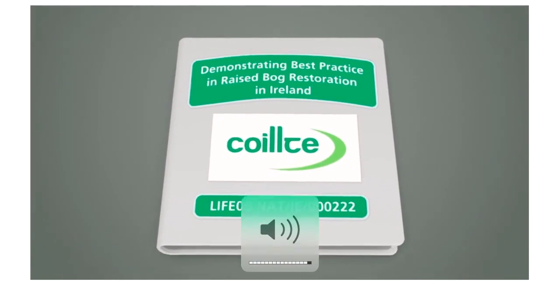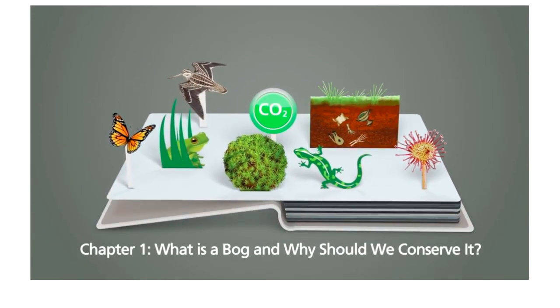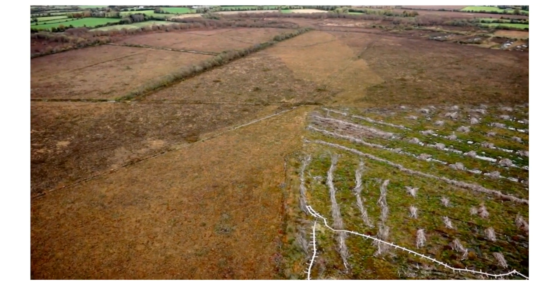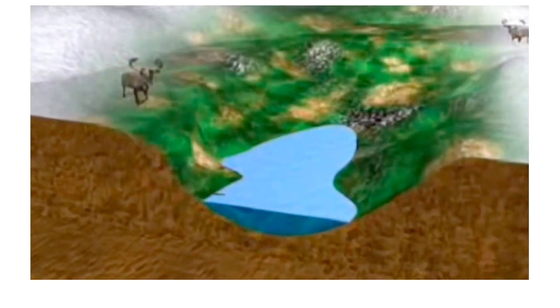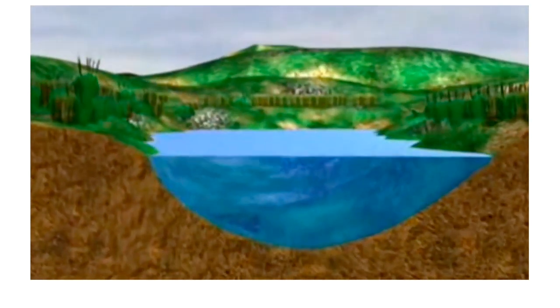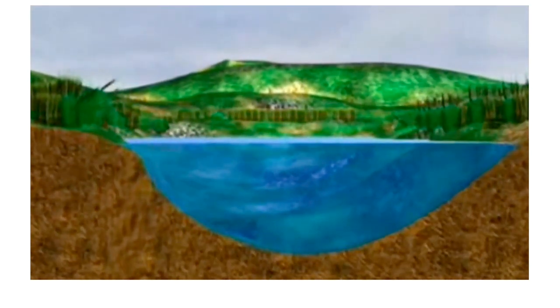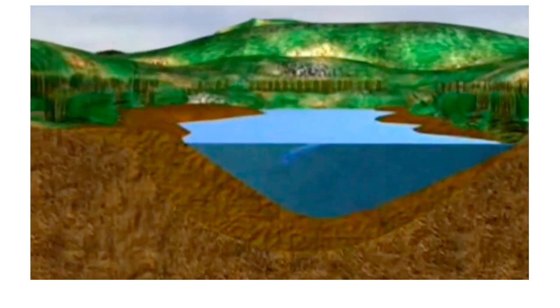Chapter 1. What is a bog, and why should we conserve it? During the last ice age, Ireland was covered in snow and ice. When the ice melted, lakes formed. Plants grew around the lakes. After many years, they died and sank to the bottom of the lake. After hundreds of years, the lake became full of dead wetland vegetation.